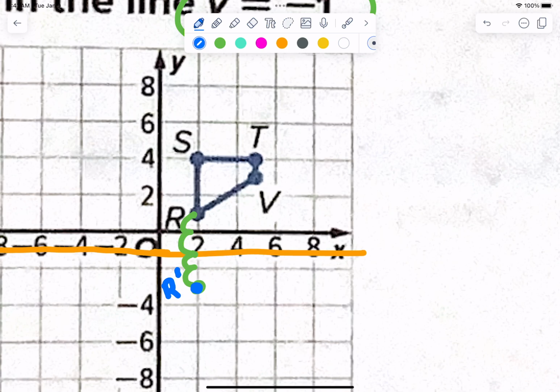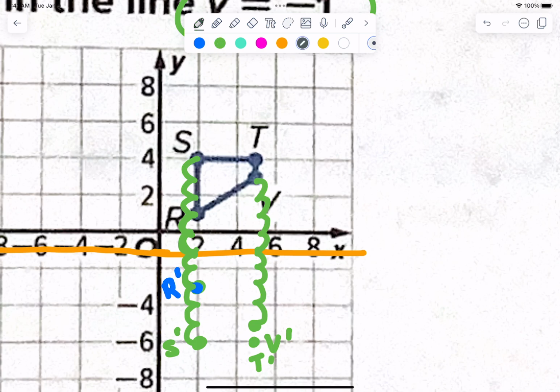Got it? S is 1, 2, 3, 4, 5 units above, so I'm going to go 1, 2, 3, 4, 5 units below. That's where S prime is. Or from R, you can just go down 3 more, right? R and S are 3 units apart. Now I'm going to find V. V is 1, 2, 3, 4 units above the yellow line, so I'm going to go 4 units below the line. That's my V prime. T is 1 more unit besides that, so T prime is going to go there.